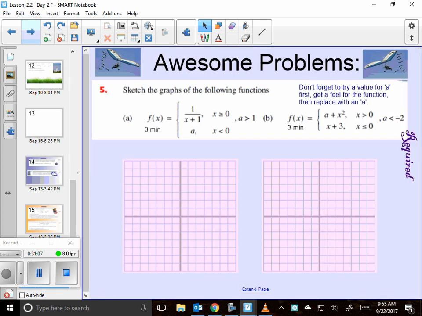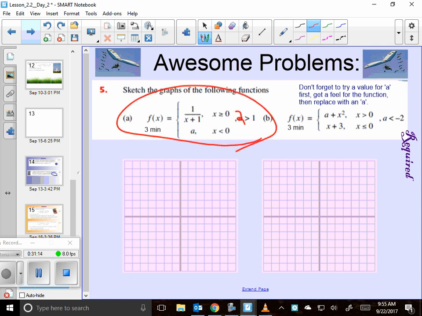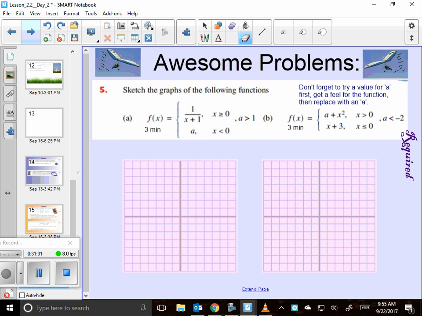Okay? So here's another one of these examples with the little a thing. Remember, you always pick a number for a, like 2, and then just graph that and see what happens. That's a piecewise function. It's this function when x is bigger than 0, and it's this function when x is less than 0. Again, on the kind that have a little a in them, you just pick a number for a and try graphing that, and then see what changes when you pick a different number for a.